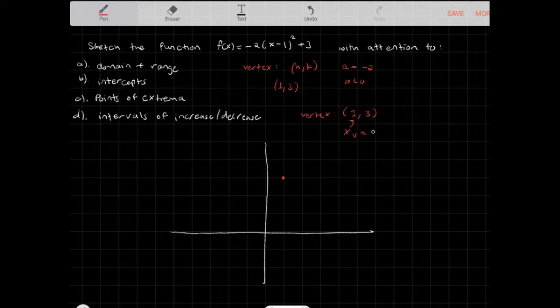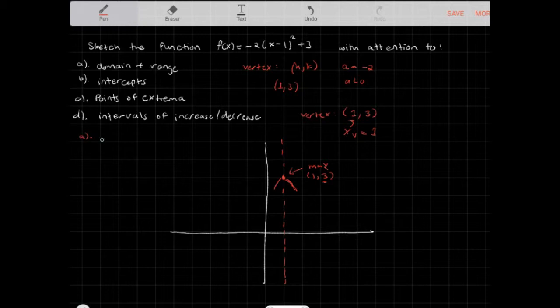And because we know that the vertex is (1, 3), and the x value of the vertex is 1, this is where our axis of symmetry is. Remember that the x value of the vertex is the axis of symmetry of your quadratic function, right? Now, because this is concave down, you can understand that there is a maximum point at (1, 3), right?